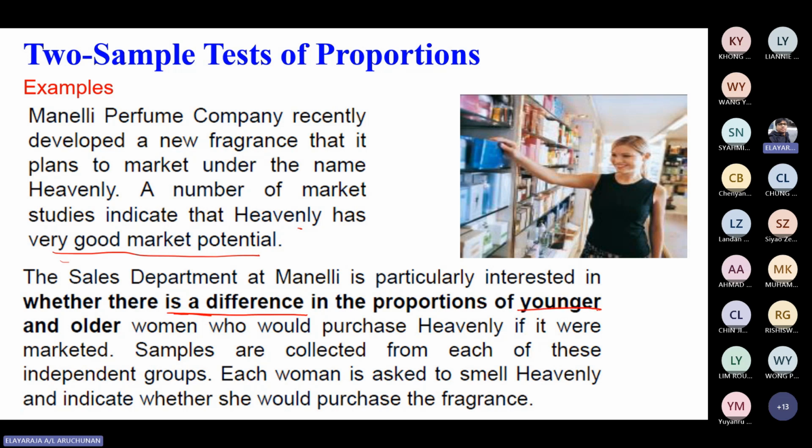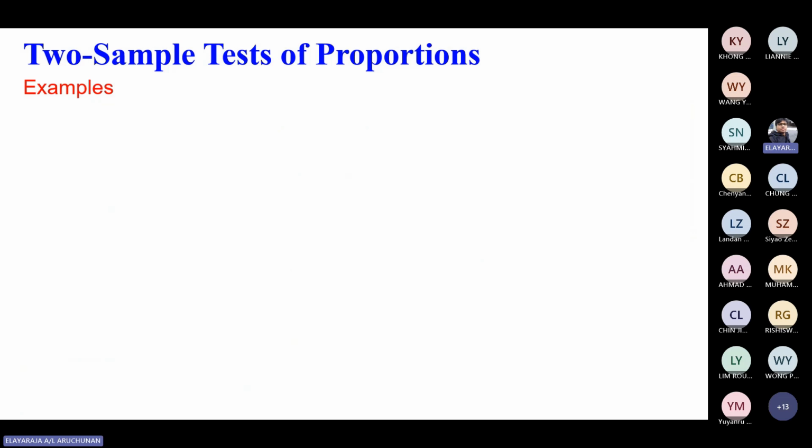So we're going to collect the data. We must have data on the younger and older women who would purchase Heavenly if it were marketed. So they're going to check if it is different, that means equal or not equal. Samples are collected from each of these independent groups, and each woman is asked to smell Heavenly and indicate whether she would purchase that fragrance. So now we're going to do the analysis using a different set of data, one from younger women, another from older women.